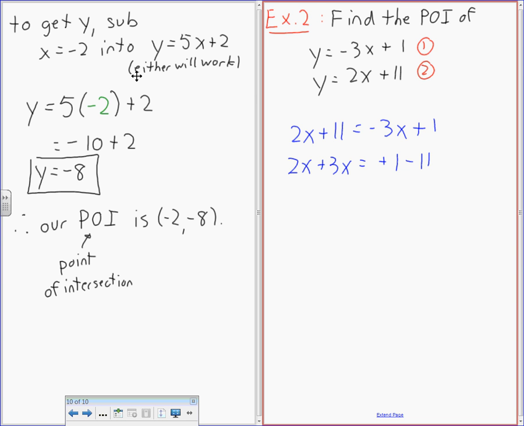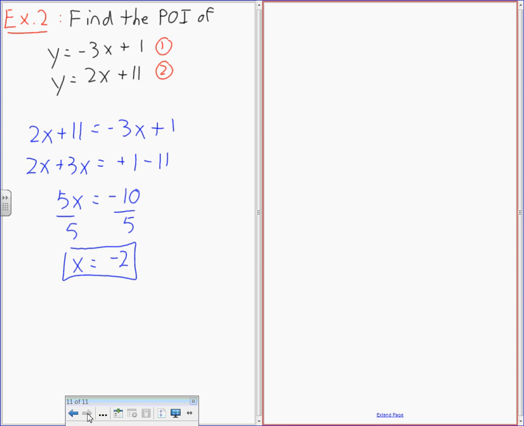All right, Emily, 2x plus 3x is 5x. And 1 minus 11 is negative 10. Luke, next step is what? So x equals? Okay, Bailey, go ahead. Y equals 2 times negative 2. Good.